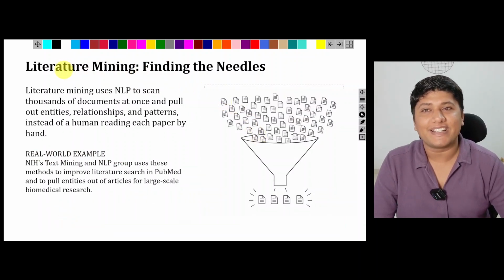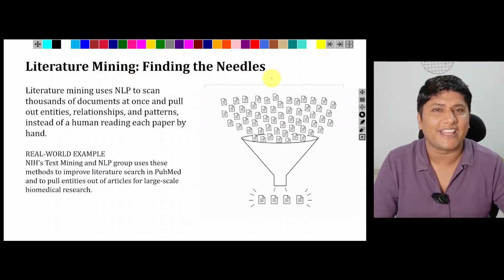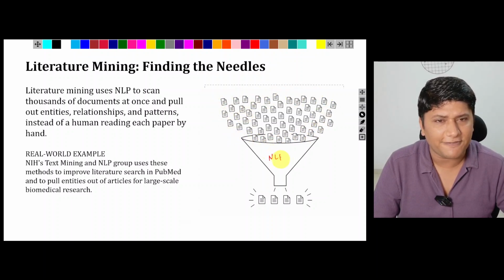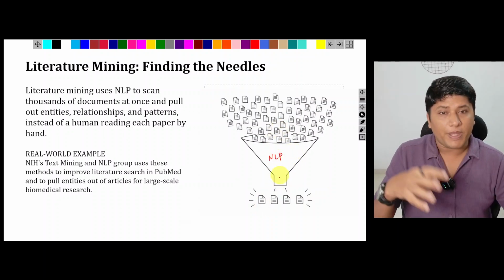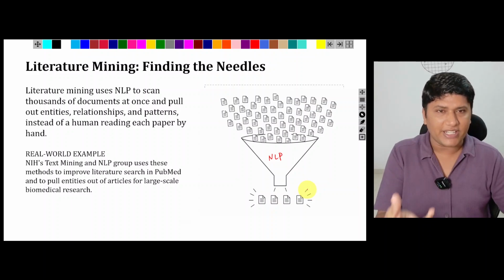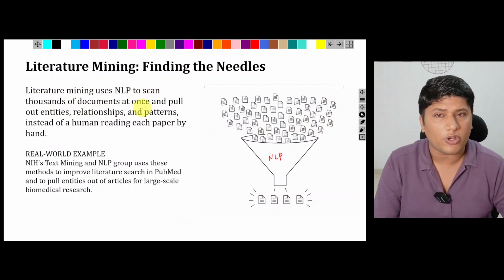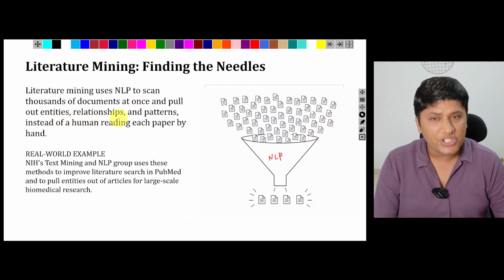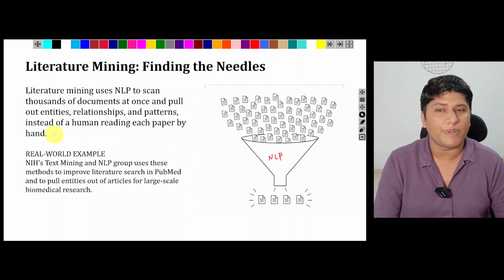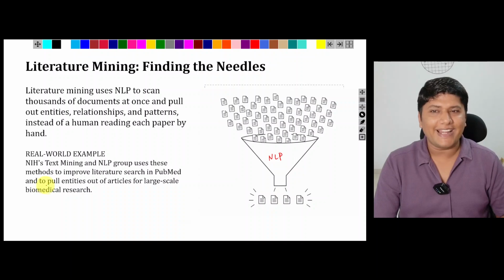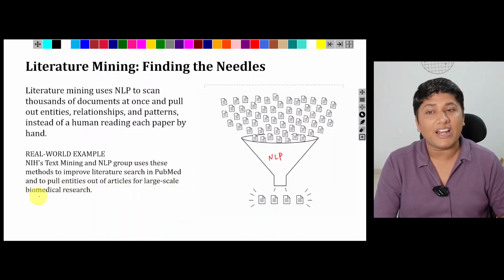So the first idea is literature mining, finding the needles in the haystack. You have lots and lots of papers. NLP can work as a funnel from which only a few papers pass, which are really good. You should read them, and the remaining will be discarded. Literature mining uses NLP to scan thousands of documents at once and pull out entities, relationships, and patterns instead of a human reading each paper by hand. For example, the National Institutes of Health's text mining NLP group uses these methods to improve literature research in PubMed and to pull entities out of articles for large scale biomedical research.